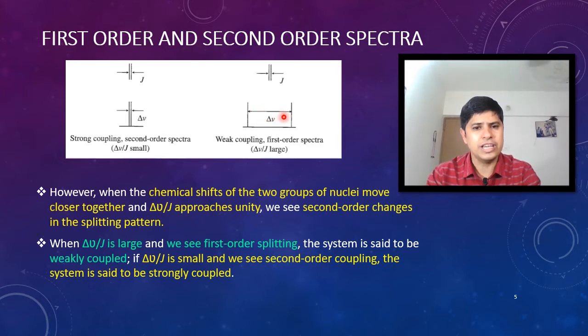So this is the J and this is delta nu. When this ratio delta nu by J is greater than 6, we will call this a first order splitting. Now here see another example, another case.